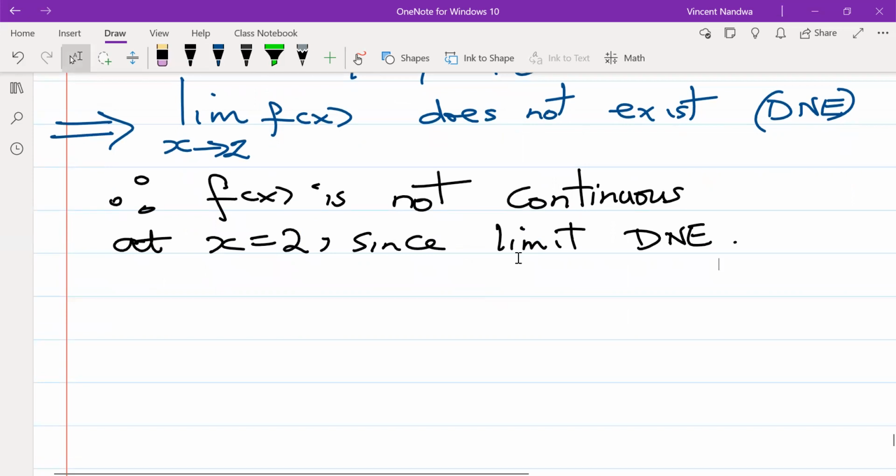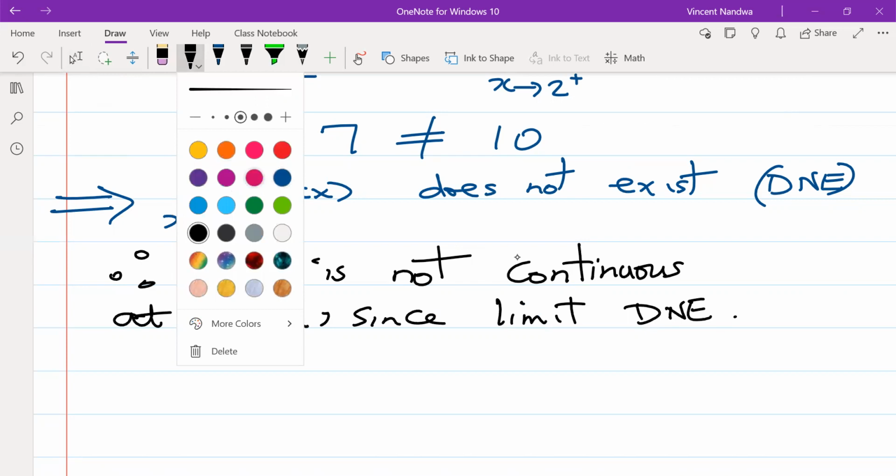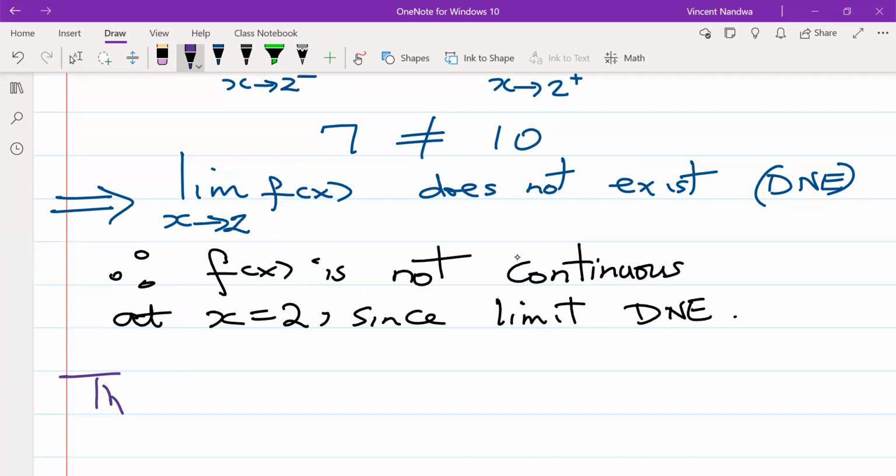No, this type of discontinuity is not removable. The case whereby the limit does not exist is not described as removable discontinuity, but it's described as jump discontinuity. So this is an example of jump discontinuity.